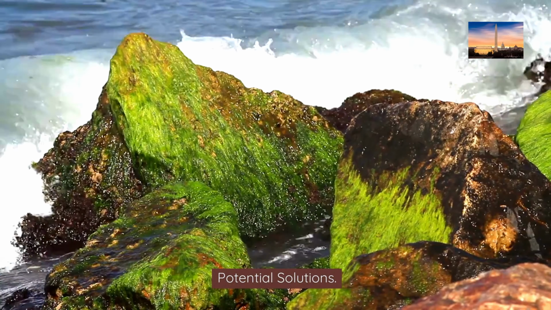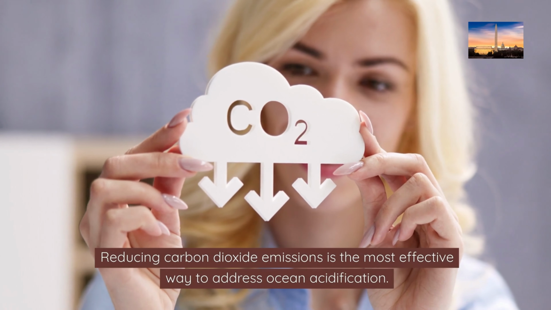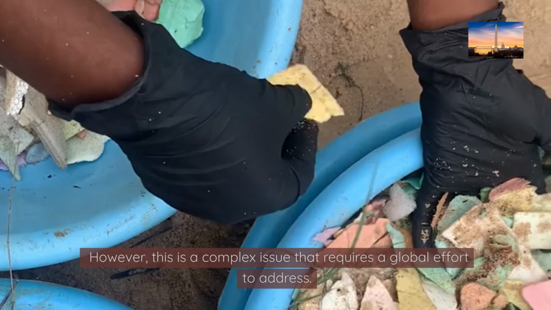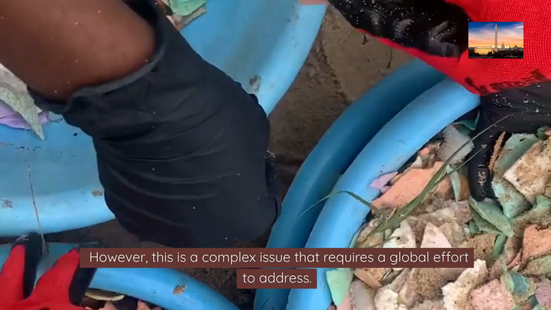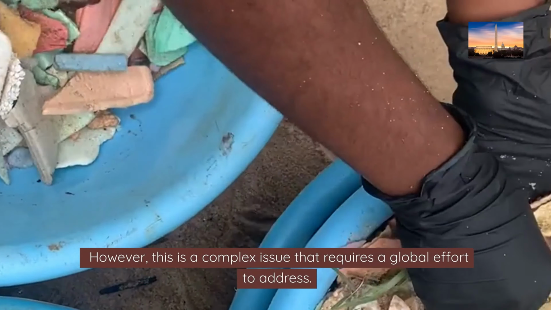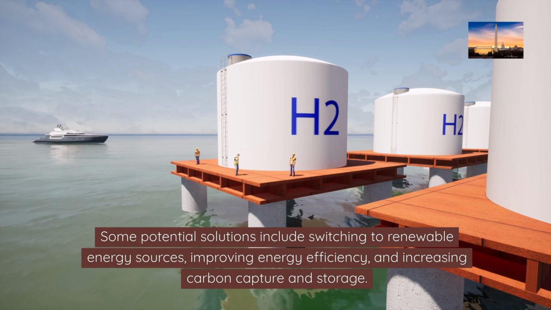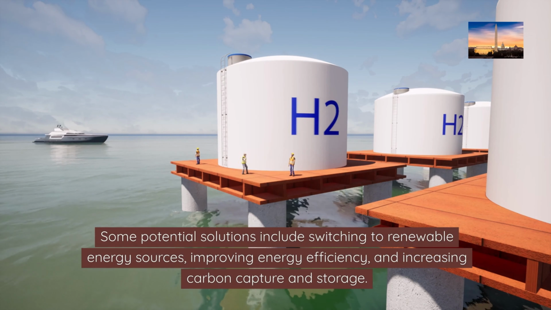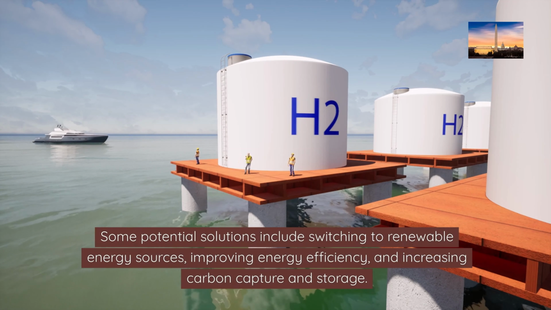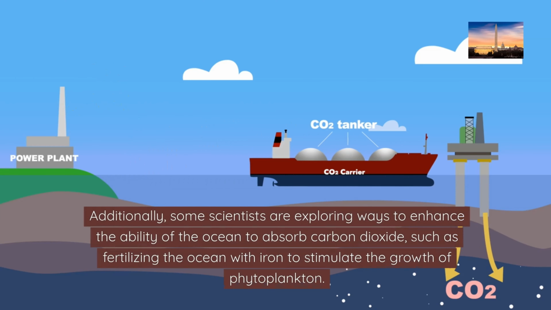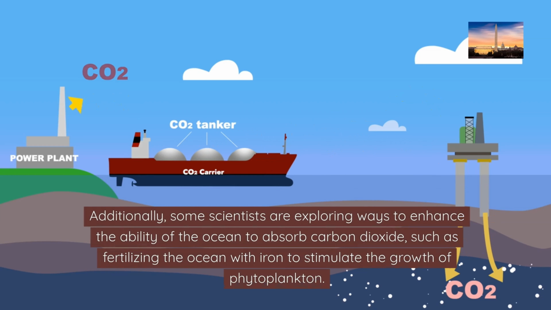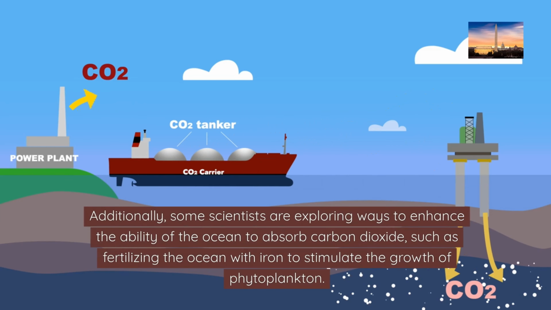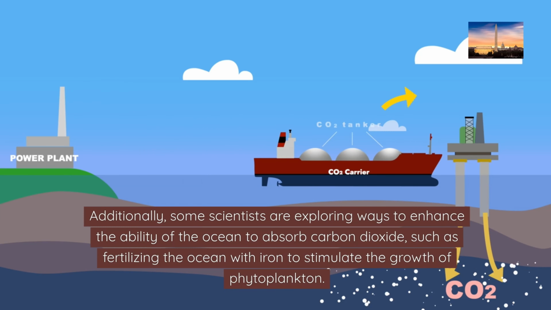Potential solutions. Reducing carbon dioxide emissions is the most effective way to address ocean acidification. However, this is a complex issue that requires a global effort to address. Some potential solutions include switching to renewable energy sources, improving energy efficiency, and increasing carbon capture and storage. Additionally, some scientists are exploring ways to enhance the ability of the ocean to absorb carbon dioxide, such as fertilizing the ocean with iron to stimulate the growth of phytoplankton.